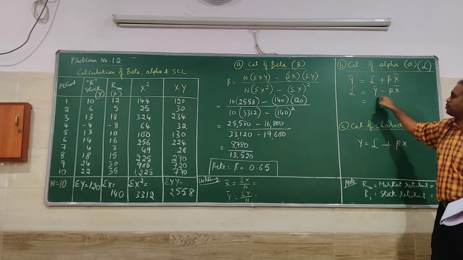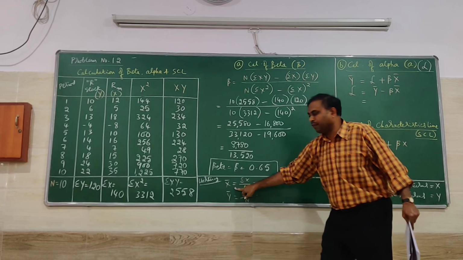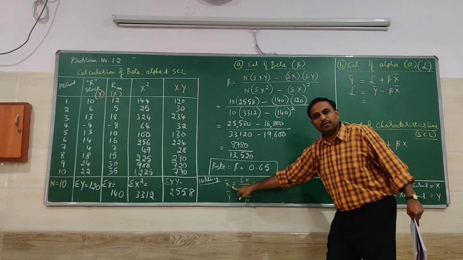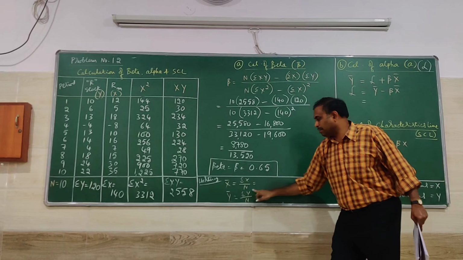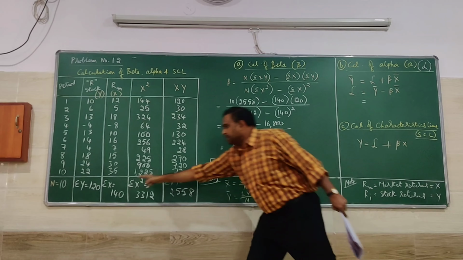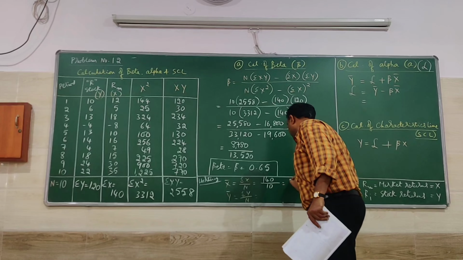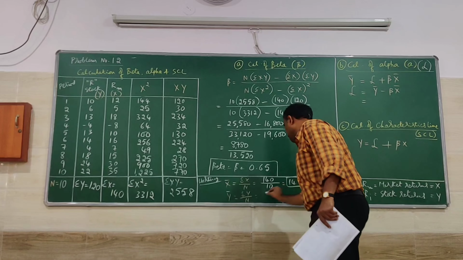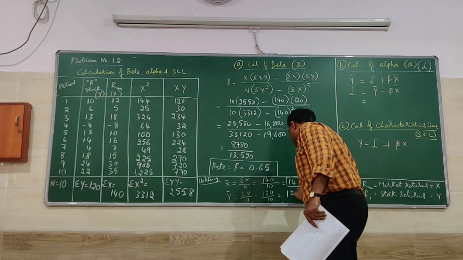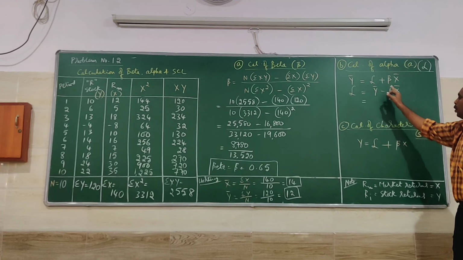We have to find x bar and y bar. There is an average which we don't have. So we have to go for a working: summation x divided by n for calculation of x bar, and for y bar, summation y divided by n. So let me go for the first one. Summation x is 140 divided by 10, 14. 120 divided by 10, 12. So this value I will take it over here.